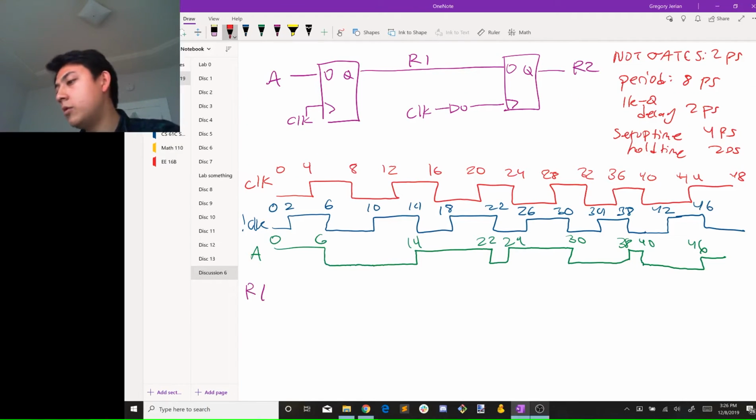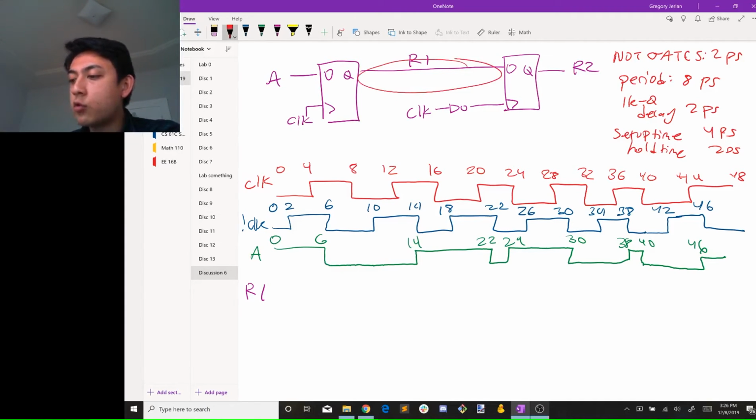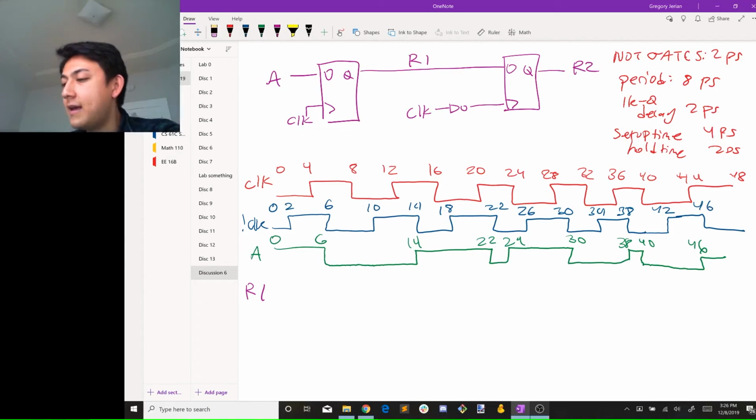Okay, so once again, I've drawn the next circuit. In this circuit, we have the input A, which goes into the register. And then on the rising edge of the clock, it's propagated out as R1. Then on the rising edge of the negative clock, so here's the not clock, it gets propagated out as R2. Okay, so there's a little bit of combinational logic involved.